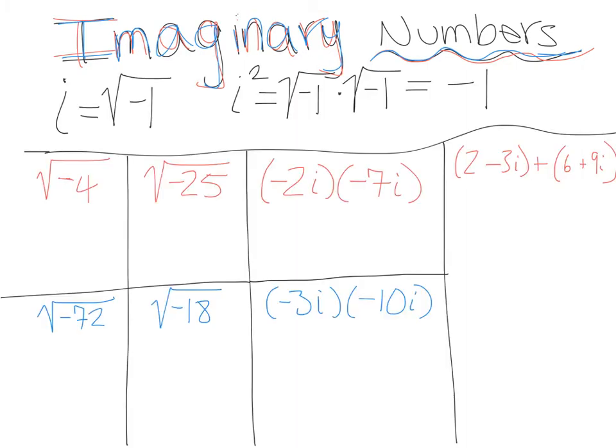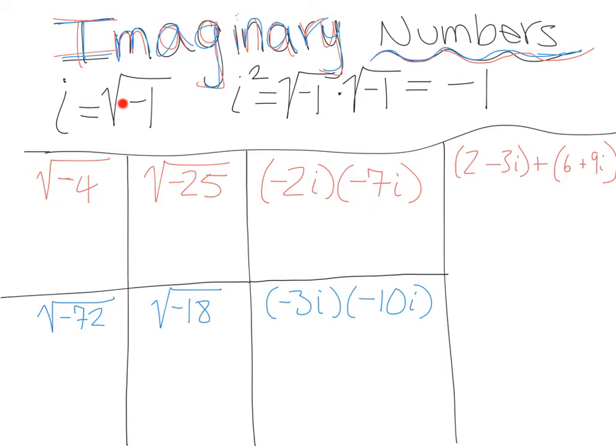Okay, so today we're talking about imaginary numbers. Imaginary numbers are what we use in order to calculate or work with the square root of negatives, because we cannot take the square root of a negative number, it's actually impossible. We use the square root of -1 and the variable i to represent these numbers.